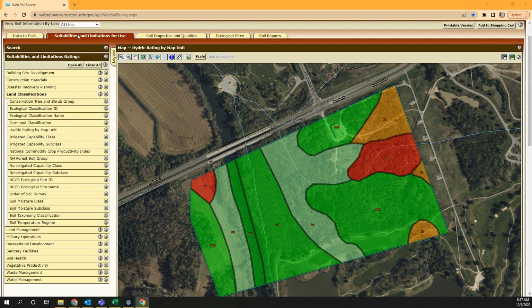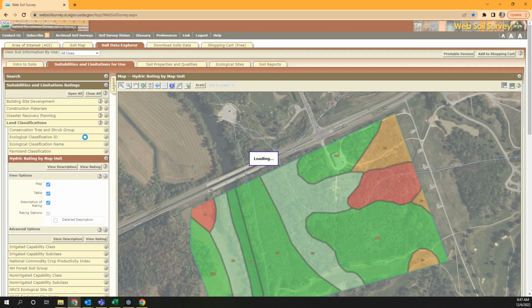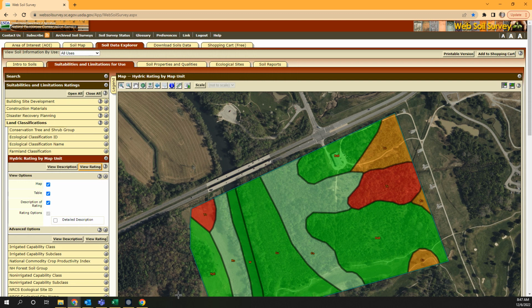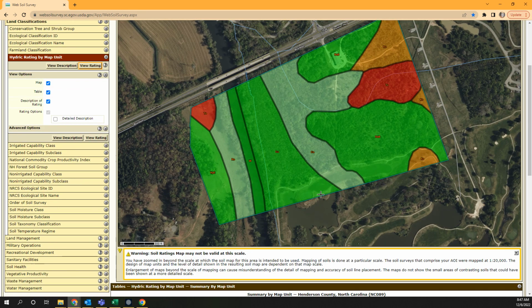So the first one I want to look at is specifically related to hydric soils. Under suitabilities and limitations for use at your area of interest, you're going to go down to land classifications and drop that down. When you drop down land classifications, you can see hydric rating by map unit. What we want to do is click the view rating. And this again color codes your areas based off of that hydric rating.